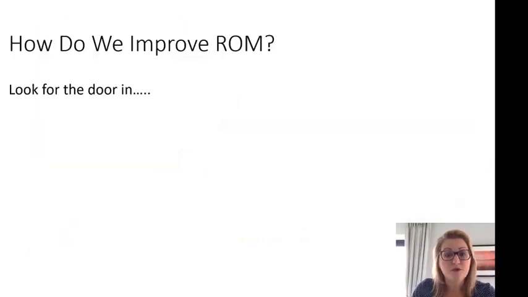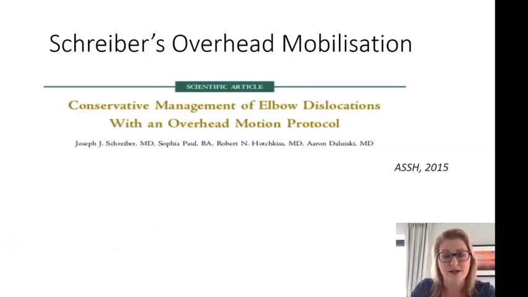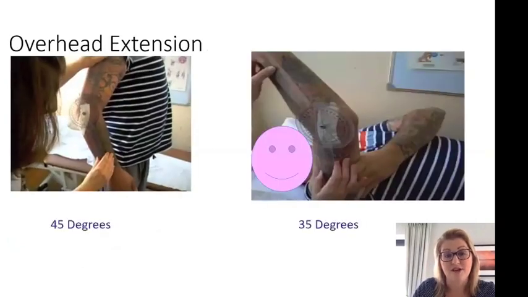So how do we improve the range of movement once it is stiff? Well, we need to look for the door in, and that takes a little bit of playing around in terms of assessment, as Val would have talked about earlier, but really trying to work out what's going to work for that patient. So generally, I start with some overhead mobilisation. And as we know, in this position we can reduce the effect of biceps and brachialis, and often the patients have more range of movement.